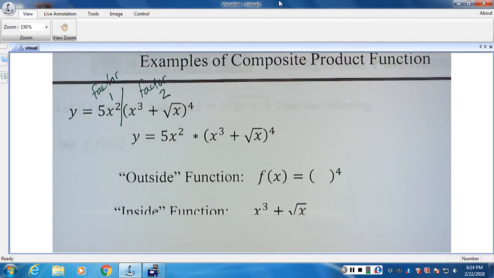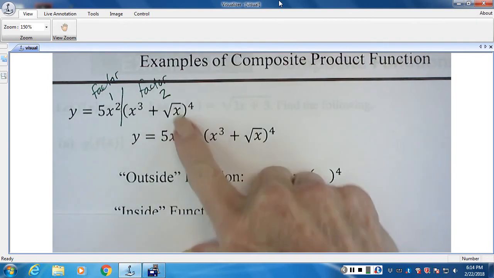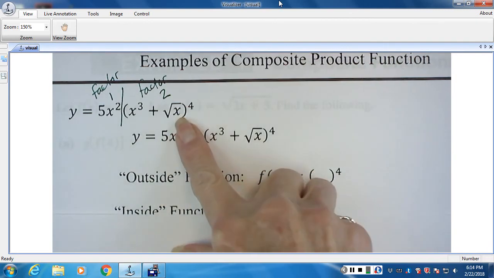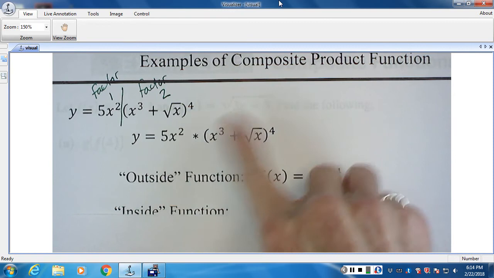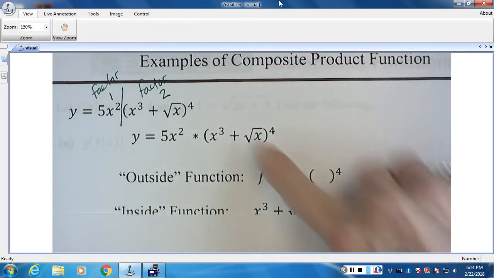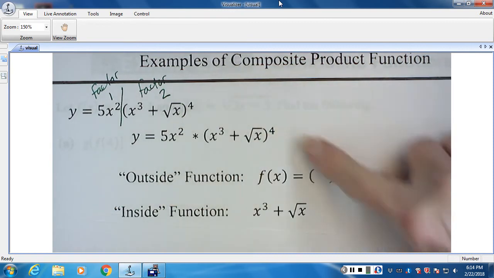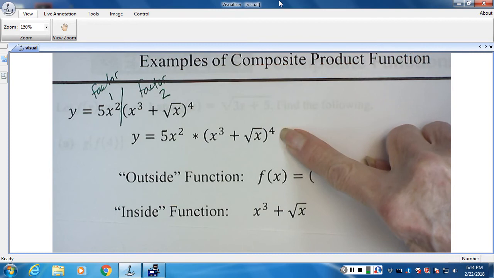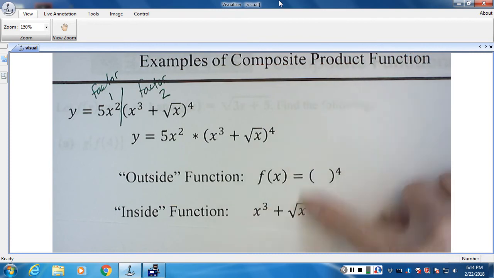So it's a product of those two factors, but in order to take the derivative of our second factor, we would have to have what we're going to call the chain rule. We would have to recognize that the outside function for that second factor is the fourth power, and that the inside of that chain rule function is going to be the x cubed plus the square root of x. So all the tricks that we've learned before, we're still going to need.